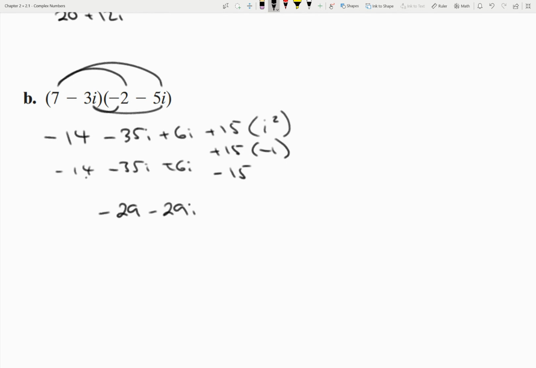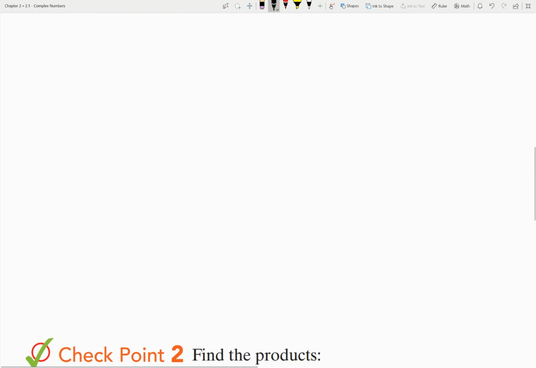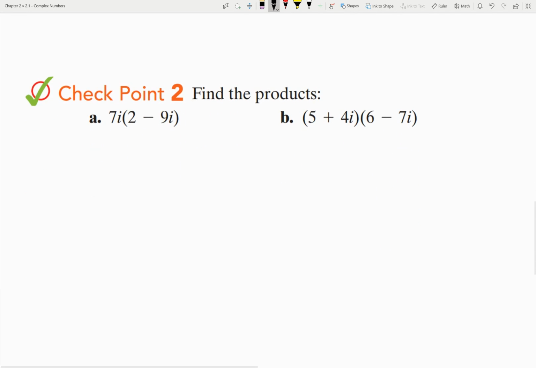Let's try our 2 checkpoints. Find the products again. So this would be 14i, to distribute, and that would be a minus 63i squared. Again, i squared turns into negative 1, so that's 14i plus 63. Write it in standard form like that.